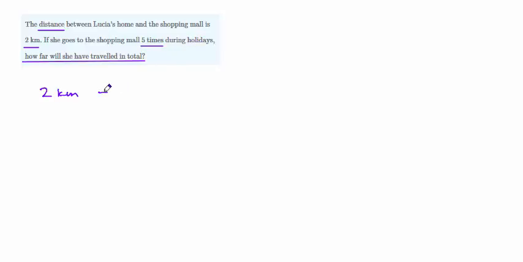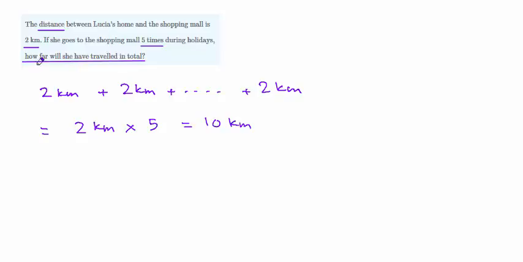So it's going to be 2 kilometers plus 2 kilometers, and you do that 5 times, right? In other words, you are adding the same number to itself over and over again, 5 times. So this is going to be equal to the multiplication sentence 2 kilometers times 5, which is equal to 10 kilometers in all. She will have traveled 10 kilometers in total during her holidays to go for shopping. And here comes another one.